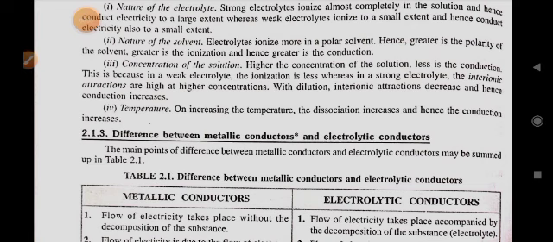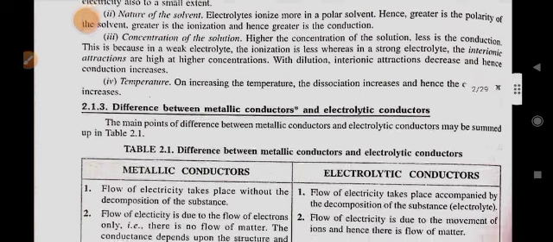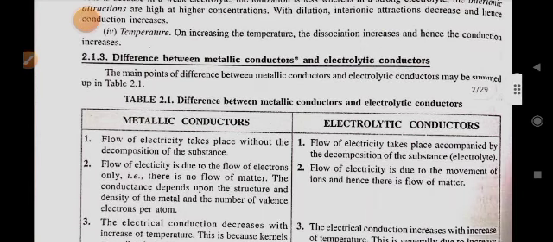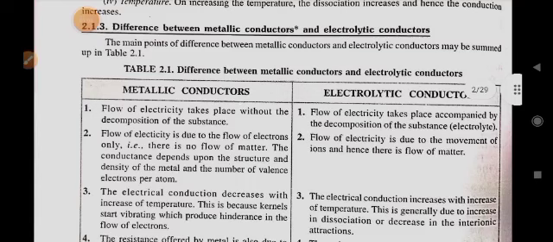Difference between metallic conductors and electrolytic conductors. The main points of difference between metallic conductors and electrolytic conductors may be summed up in this table. Metallic conductors. Flow of electricity takes place without the decomposition of the substance. Electrolytic conductors. Flow of electricity takes place accompanied by the decomposition of the substance, the electrolyte.